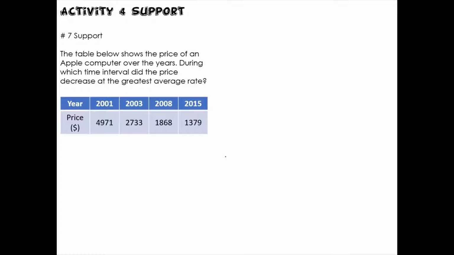So decreasing means it's going to be, again, like a negative slope. So we're looking for the biggest negative number. This is basically what we're looking for. And remember, looking at intervals.